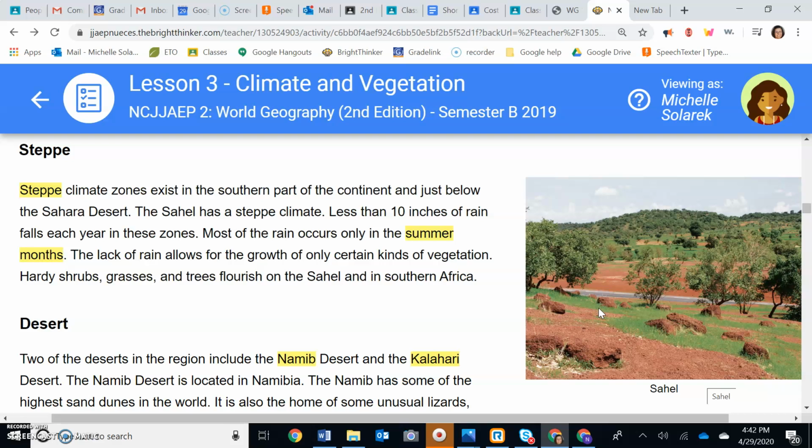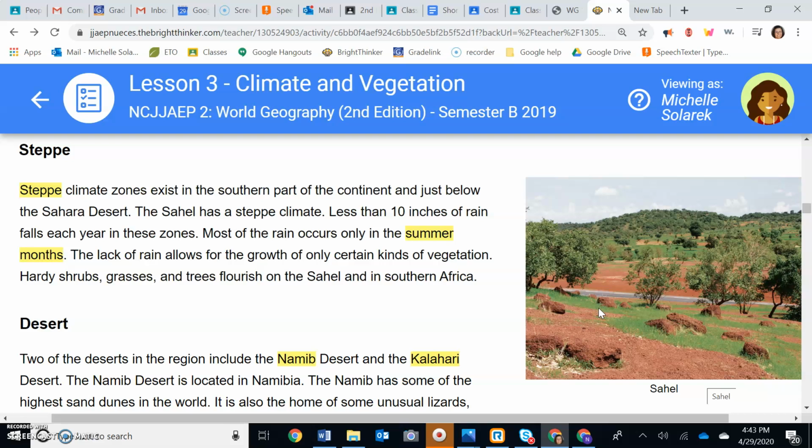Number 7, the answer is summer. So let's first do number 6. The question is, what climate zone exists in the southern part of the continent just below the Sahara Desert? What climate zone exists in the southern part just below the Sahara Desert? Your answer should be steppe. S-T-E-P-P-E.